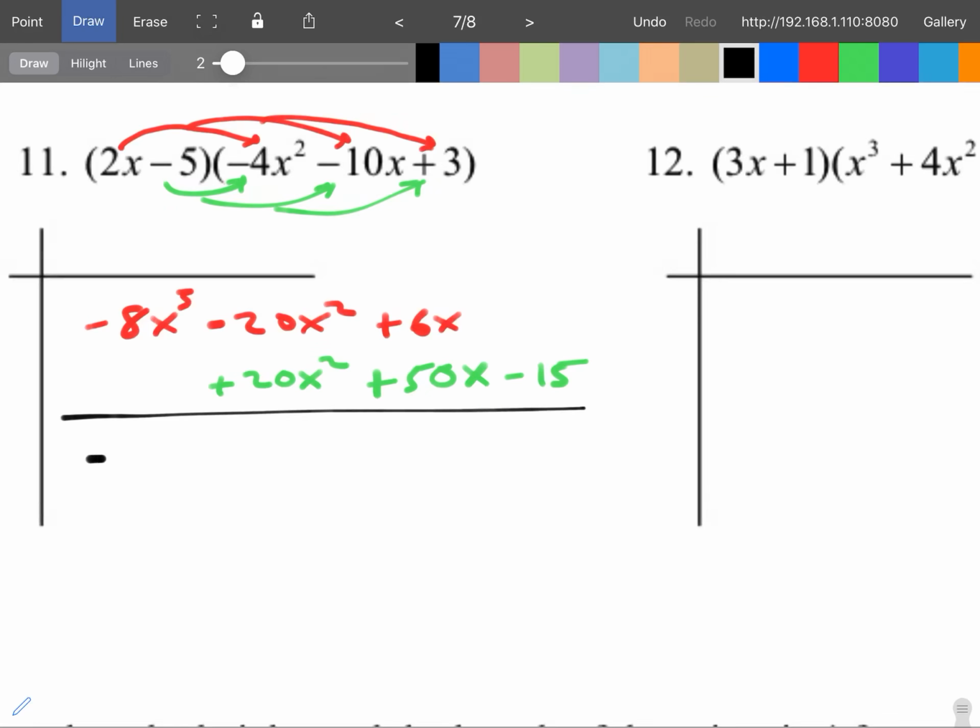Then we're going to add the like terms. So we bring down the negative 8x cubed. And then these cancel out. If you do negative 20 plus 20, that's 0x squared. 0 times x squared is 0. Then we got to add the 6x plus the 50x. That'll give us plus 56x. And then just bring down the minus 15.